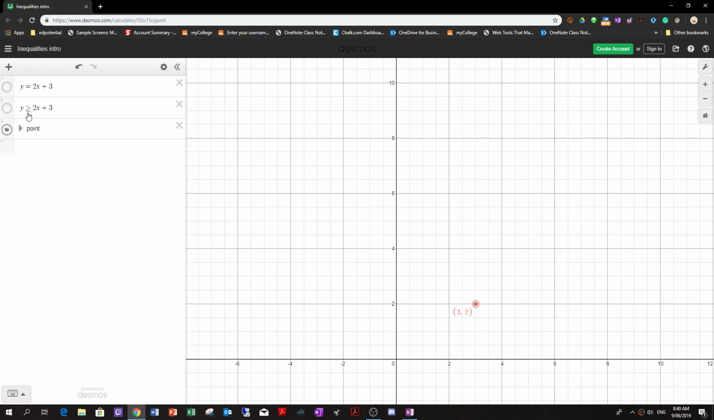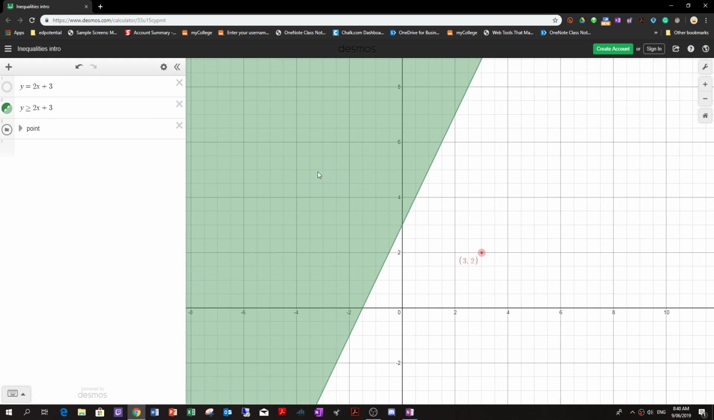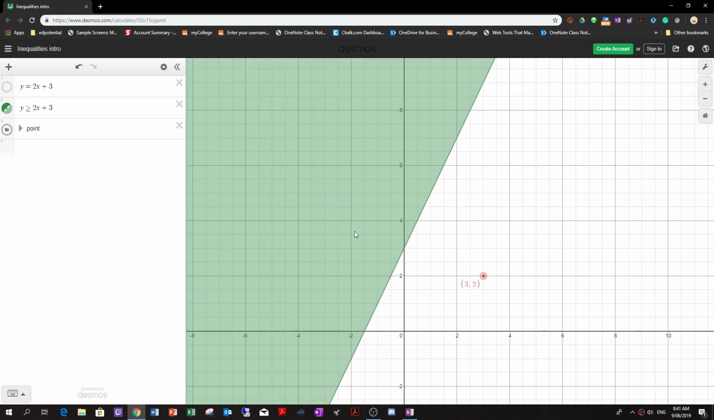But when we do it with an inequality sign, and you've got to get reasonably familiar with these signs, this is y is greater than or equal to 2x plus 3. We get this kind of thing happening. Not just a line, but now we get all this shading. Now we need to understand what the shading means.